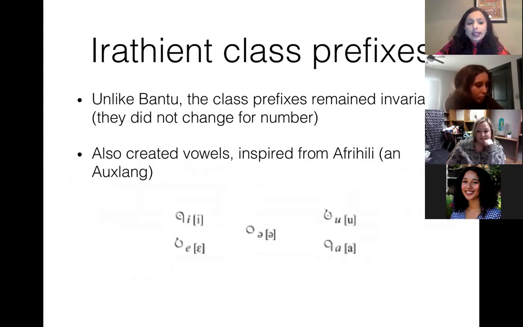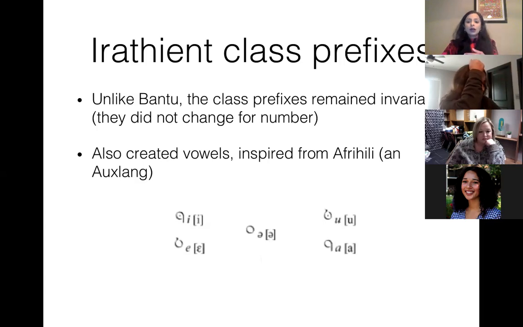He also created vowels inspired by an auxiliary language, a constructed language, Afrihili. And this is how it looked. So he had a script for Erathian, as well as different vowels. Some of the vowels look really different from each other, but they're basically just e, u, a, right?